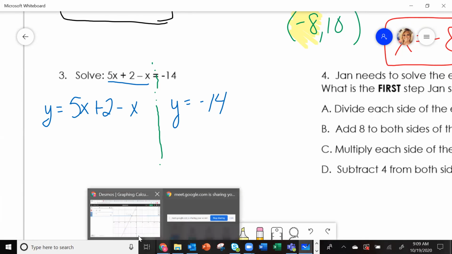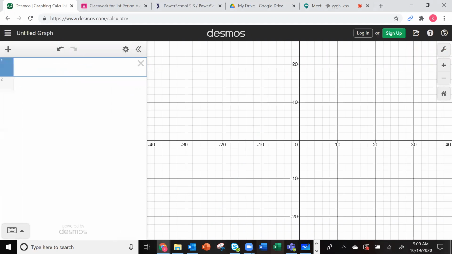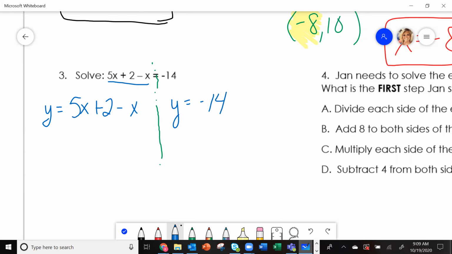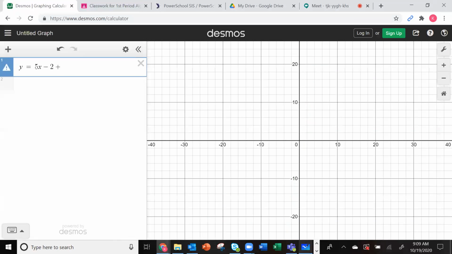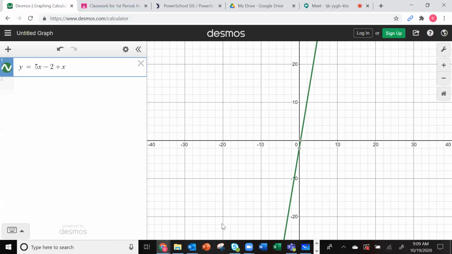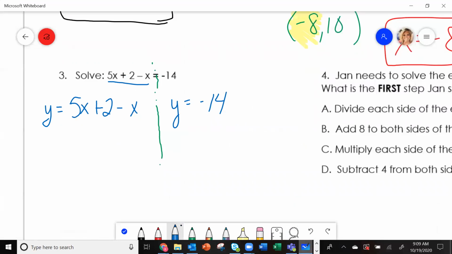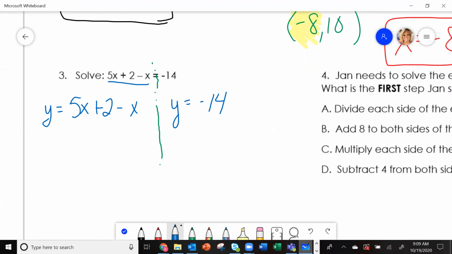So when we go in here, click out of what you already put in, click inside. So what is it? 5x plus 2 minus x. I think it was 5x minus 2 plus x. No, 5x plus 2. I got it backwards, didn't I? 5x plus 2 minus x. There we go. I think I got it right this time. Yes. And then the other one is y equals -14.